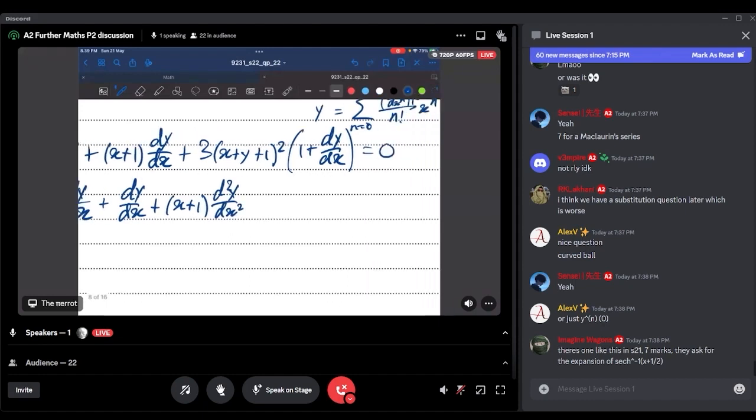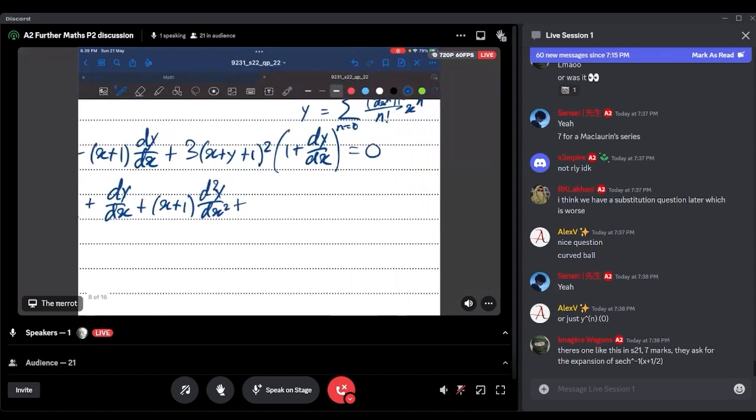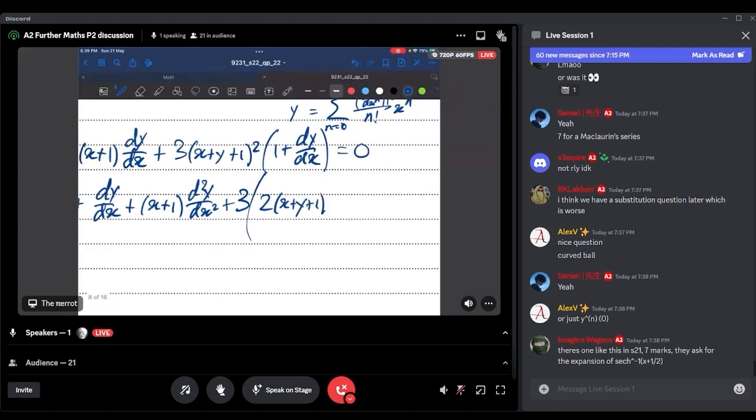And now we have to use the product rule here. I'm just going to pull out the 3. Differentiating this guy will give you 2 times the inside. And then don't forget to multiply by the derivative of the inside. So 1 plus dy/dx. But there's also another dy/dx here. So put a square.